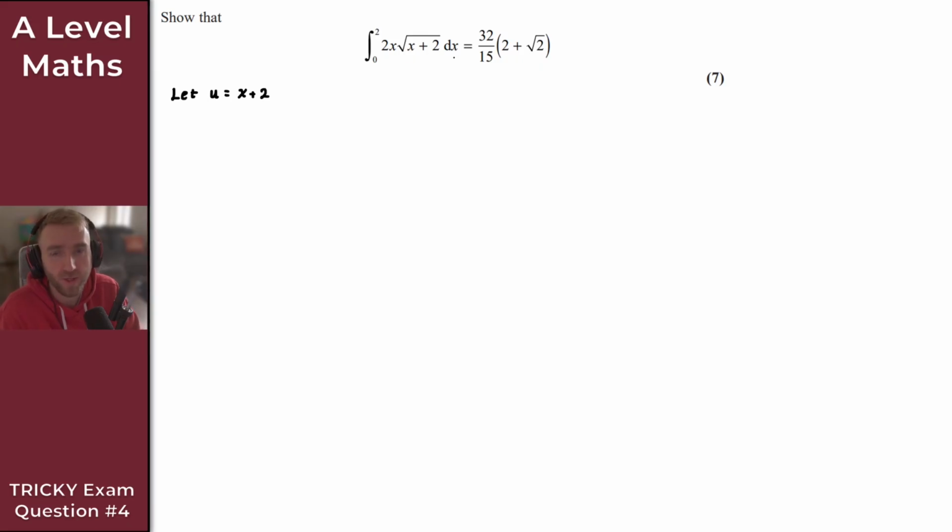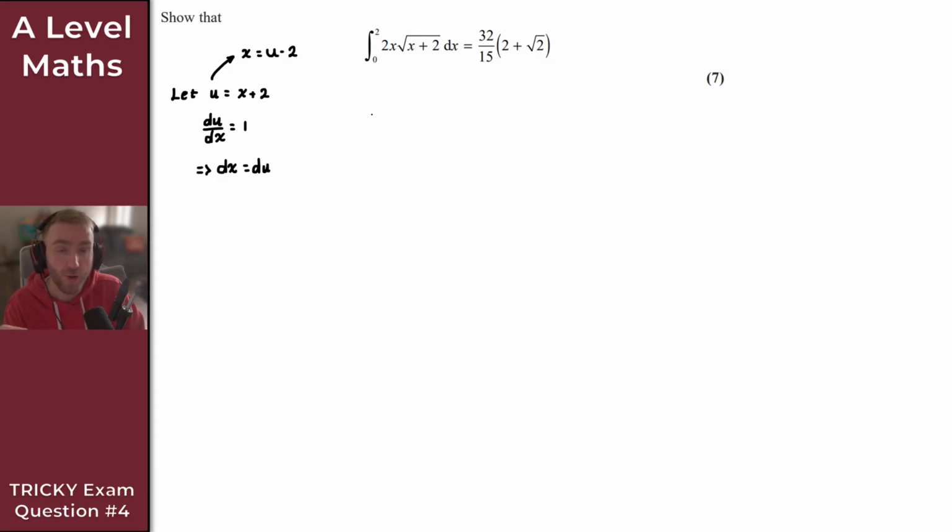For the square root of x plus 2, that's straightforward. That's just simply root u. Nice and easy. Now for the 2x, how do we deal with that? Well, if u is equal to x plus 2, then just rearranging and making x the subject, x is simply u minus 2. And clearly 2x is just 2 lots of this. Again, nice and easy. And what about dx? Well, all I'm going to do is differentiate u with respect to x. We get du by dx, which is just simply 1. And in that case, dx is equal to du.